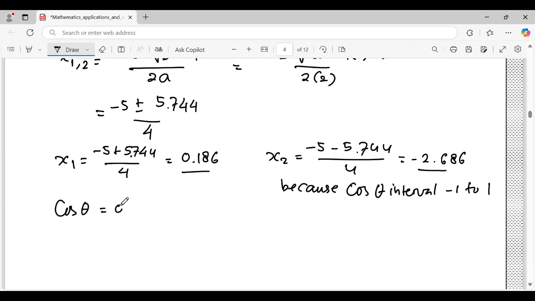Cosine theta equals 0.186. Theta equals arc cosine of 0.186, which equals 79.28056.